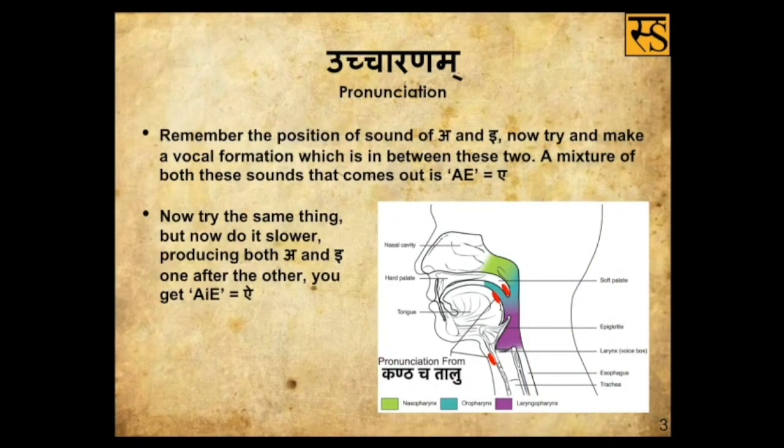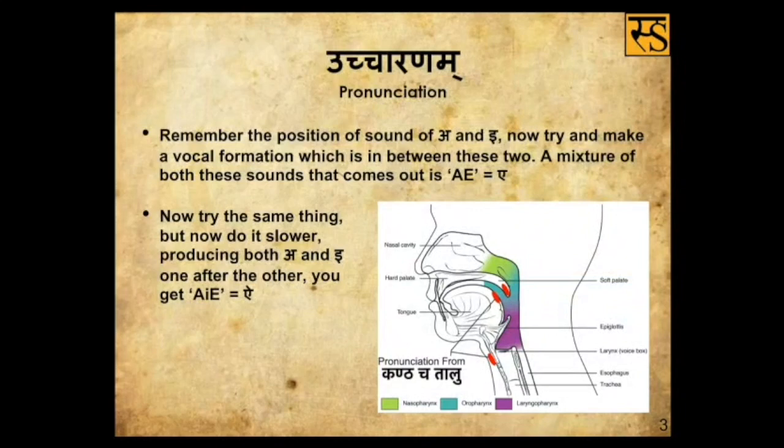Now, let's learn the pronunciation of the sanyukta swaraha. Remember the position of a and e. A is pronounced from the kantha, voice box, and e is pronounced from the talu, soft palate. Now, try and make a vocal formation which is in between these two. A mixture of both these sounds comes out as ai. Again, ai.